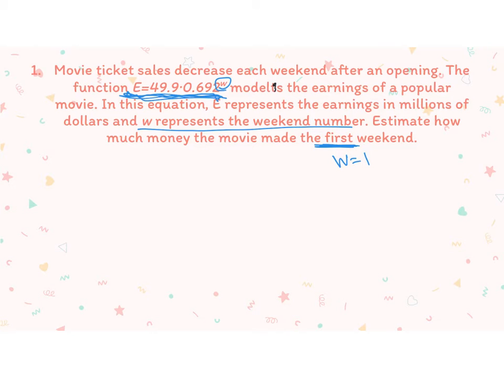It's the first weekend. So if I take a 1 and I plug it in for W, it looks like this: E equals 49.9 times 0.692 raised to the first power. Then I would type that into my calculator. If you haven't gotten your calculator out yet, go ahead and grab that now. So 49.9 times 0.692 raised to the first power, and I get 34.53. E equals 34.53.